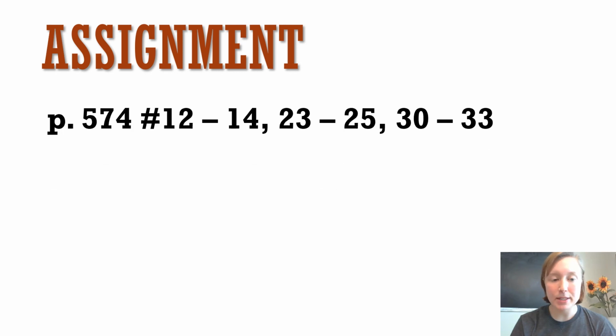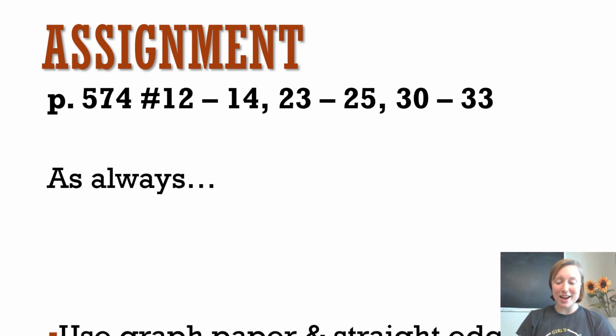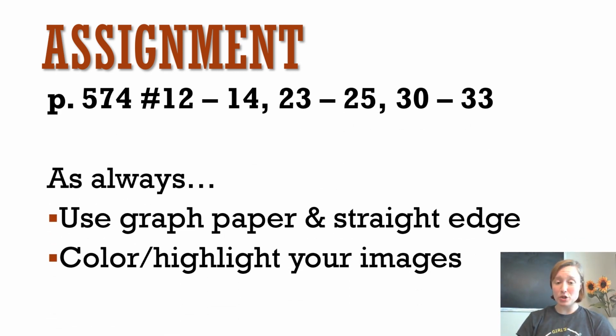So for your assignment, you're doing page 574, and as always, please use graph paper and a straight edge. And then I would encourage you to color or highlight your images, which, remember, image means your ending point. So you have your pre-image that you're starting with, just do that in pencil, and then your image, or your ending point, give those a highlight. And I have some students in past years who like to have a color code for their second step, because you're going to have to do the translation and then the reflection. So some students will color the translation one color, and then their final image of the reflection they'll do in another color. So that is up to you.